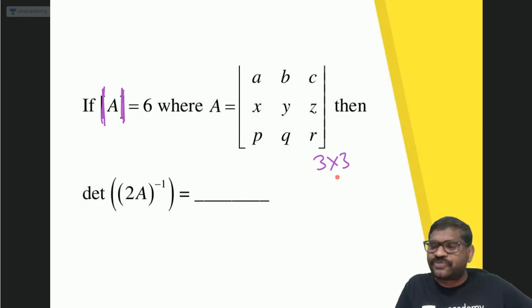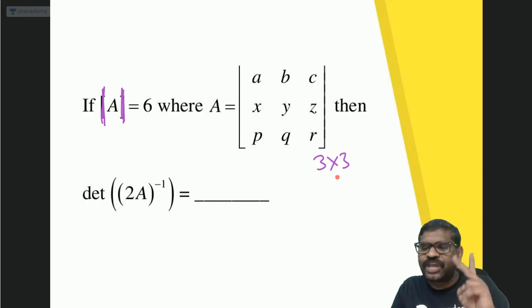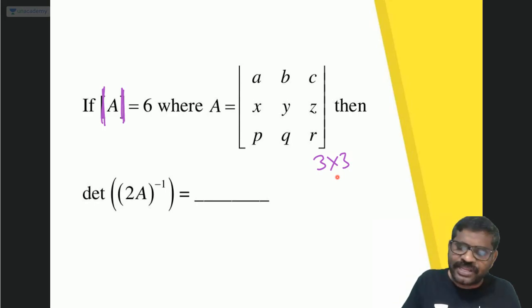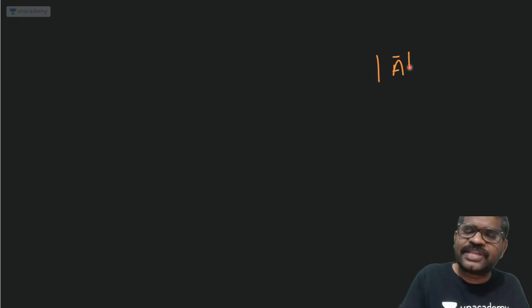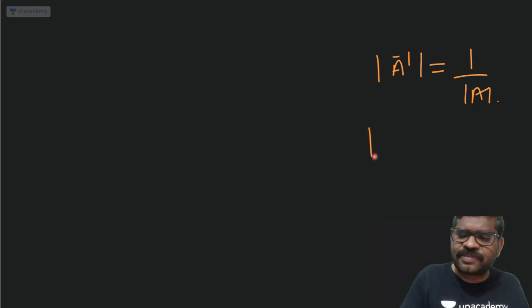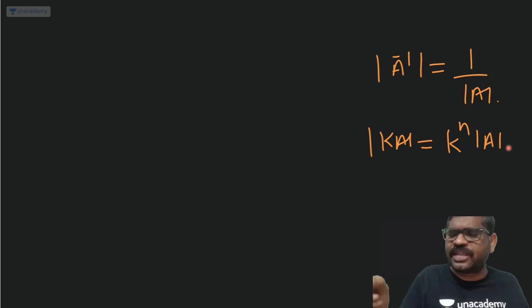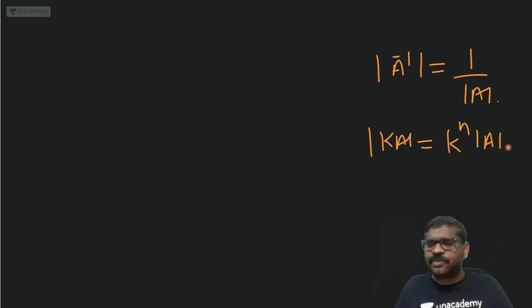Determinant value of A is 6. Matrix is 3 cross 3. Then determinant value of 2A whole inverse is asked. Here we have two properties. One property is determinant value of A inverse equal to 1 by det A. Another property is determinant value of kA equal to k power n into det A. In this problem, we have to apply these two properties.